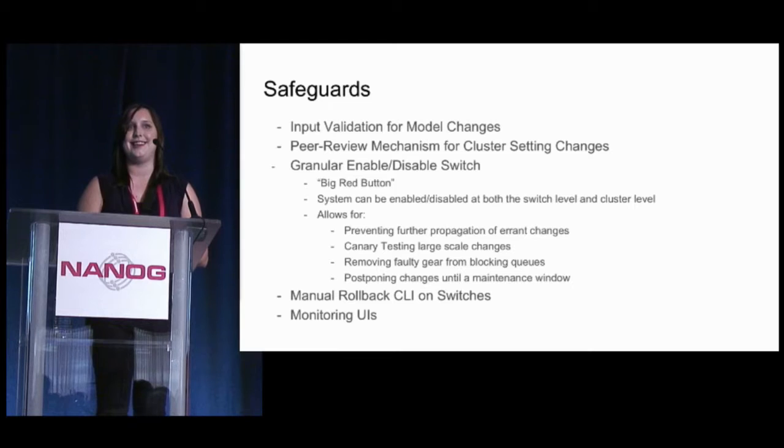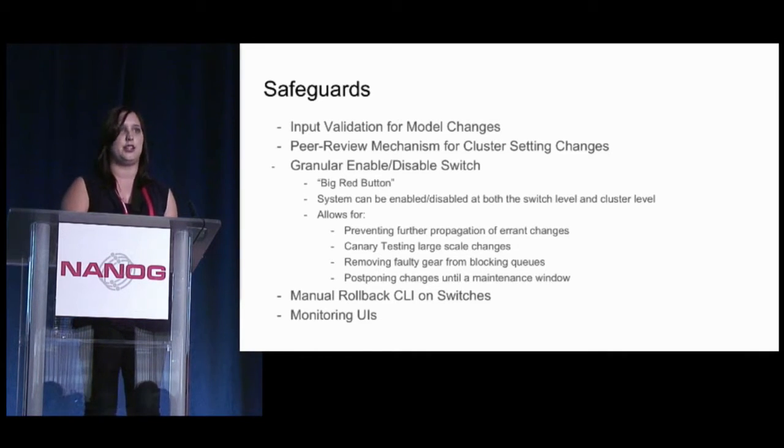We really don't want an engineer to typo an auth host IP and then suddenly we're all locked out of the network. That would be pretty terrible. So we do have peer review and validation in place. We also have what we call the big red button. What this allows us to do is enable and disable the system at both the switch level and the cluster level. So this can be used in an emergency scenario where we need to just stop the system, get things to a healthy state again before resuming.